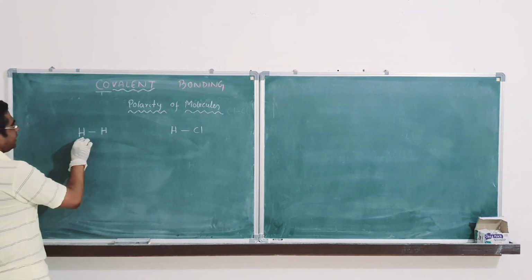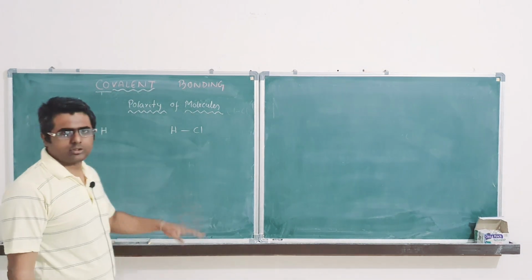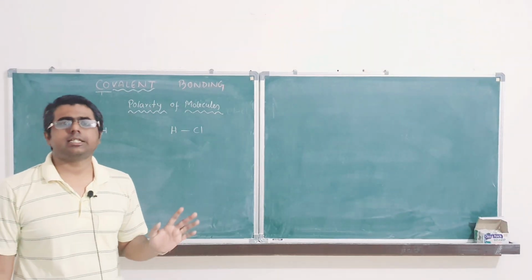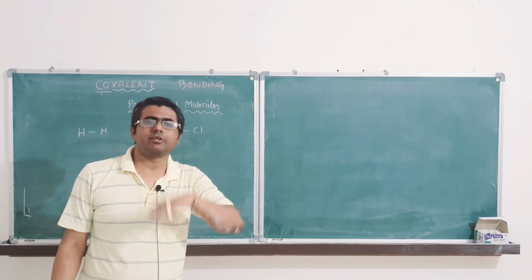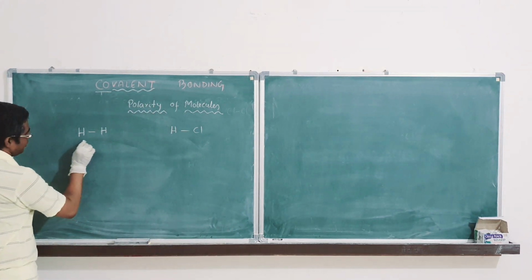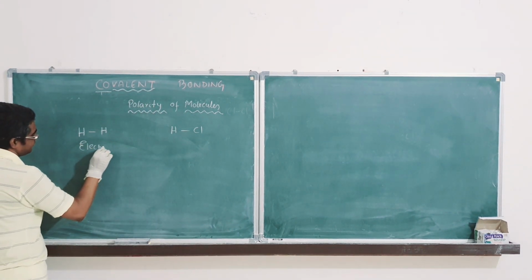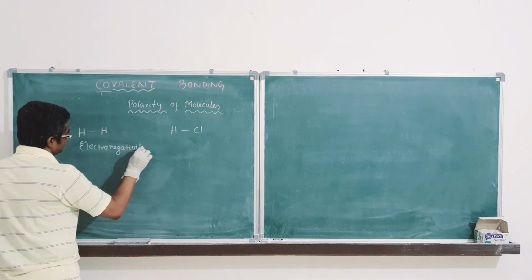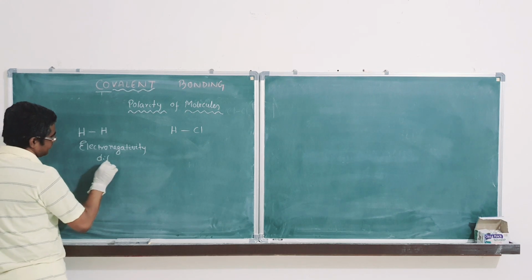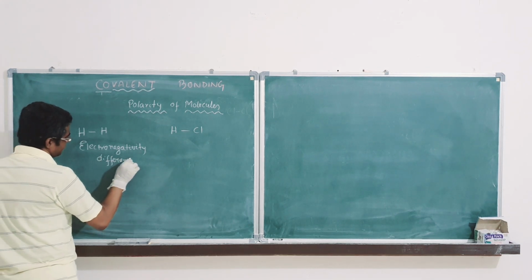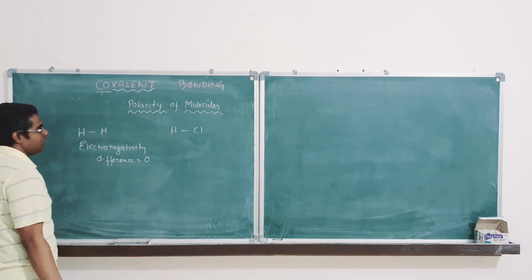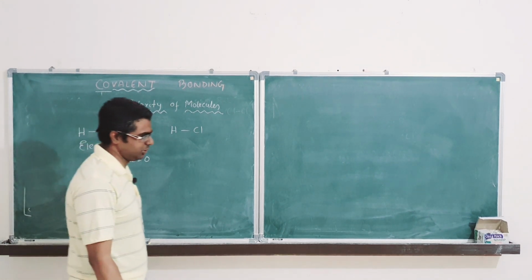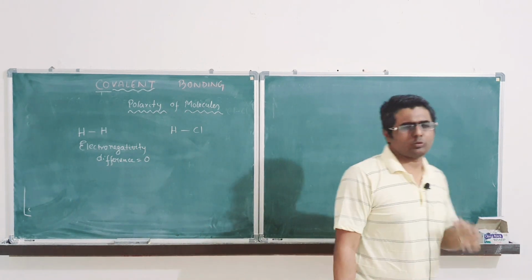So in case of hydrogen, the electronegativity, and the other hydrogen, the electronegativity is same. So as the electronegativity is same, there is no electronegativity difference. The electronegativity difference is 0. Okay? So what is this bond actually? You need to understand this thing. What is this bond? What is electron?